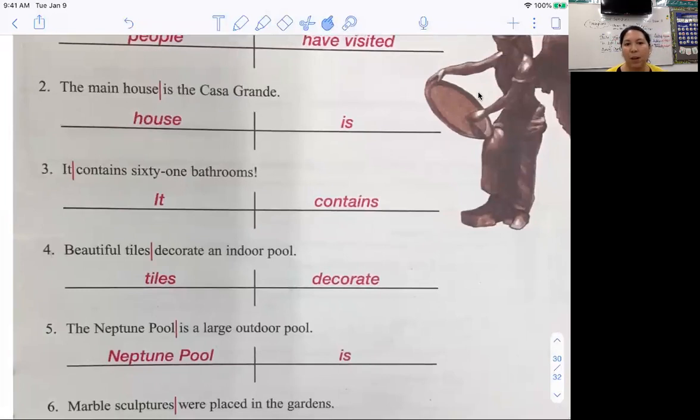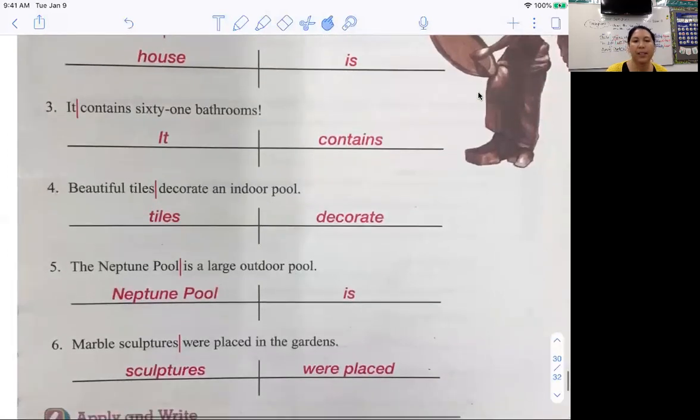Let's look at number 4. Beautiful tiles decorate an indoor pool. Tiles, haya, decorate. Let's look at number 5. The Neptune pool is a large outdoor pool. Neptune pool, haya, is. Because the name of the pool is Neptune pool. So that's why we had to do both. That was a hard one. Number 6, marble sculptures were placed in the gardens. Sculptures, haya, were placed.